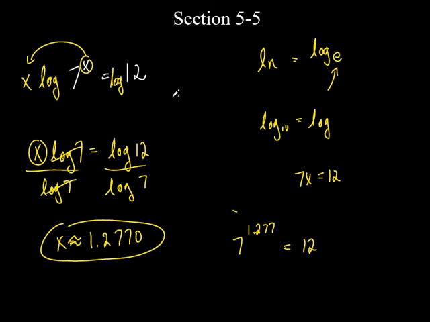There's another way you could have done this. You didn't even have to do that log of both sides. You could have just taken this original problem. Let's rewrite it again. You could have taken that original problem. What was it? 7 to the x equals 12.